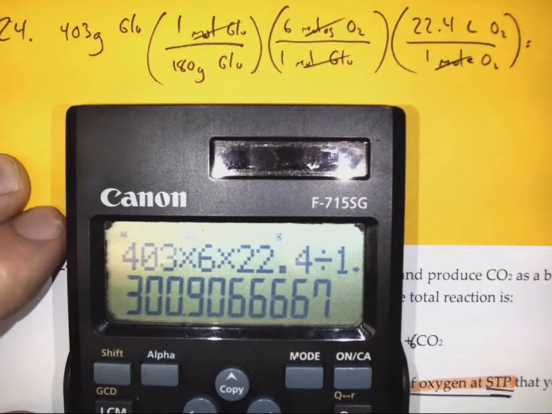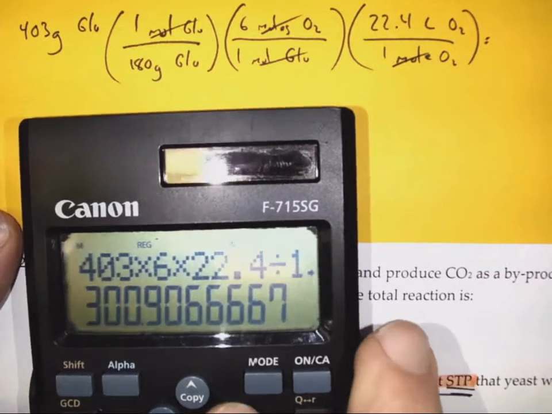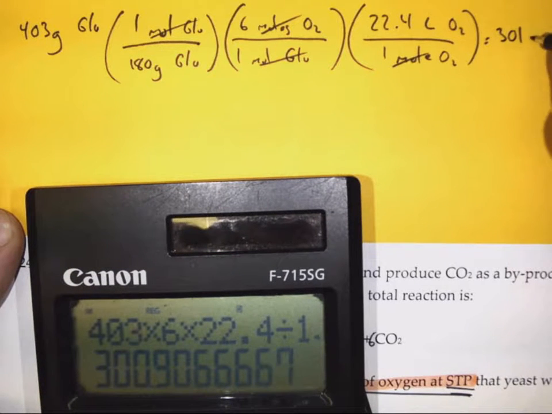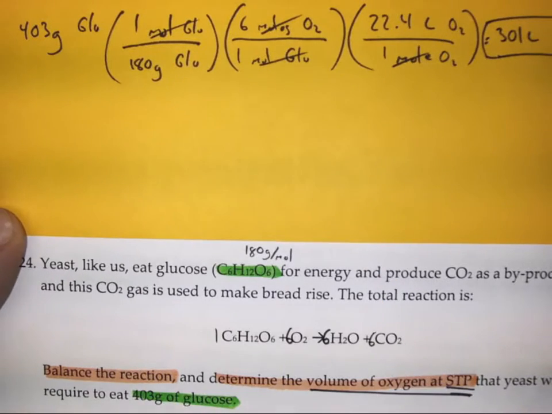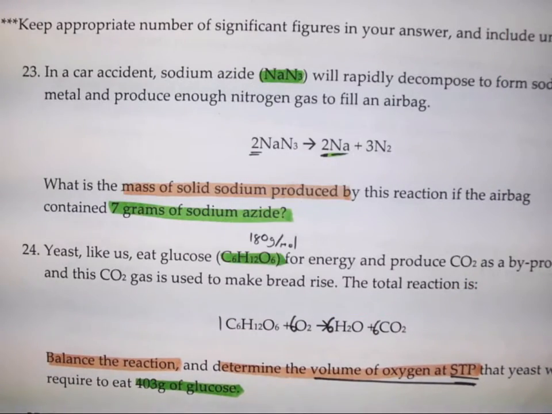And I get 300, or actually 301. Is that the right sig figs? I think it is 3 sig figs. Okay, so we get 301 liters of oxygen, which is not an insignificant amount of oxygen, I think you'll agree. All right, cool. Moving on to question 25. We're going to go through this one a little bit more slowly.